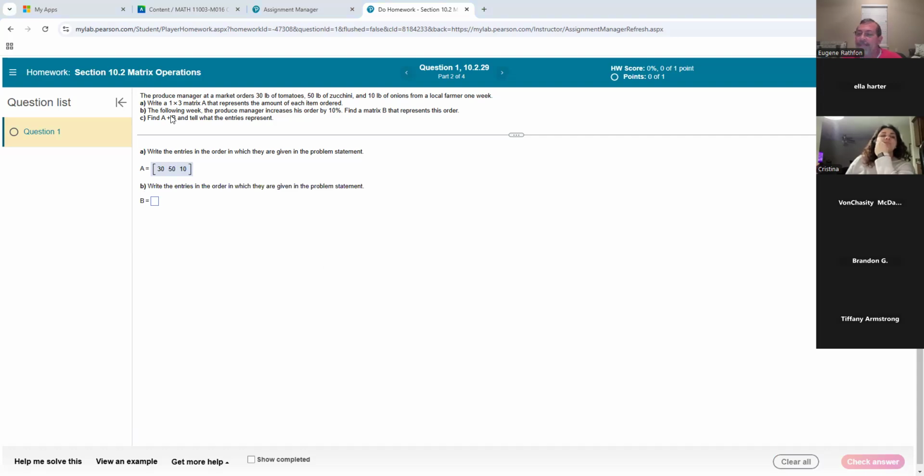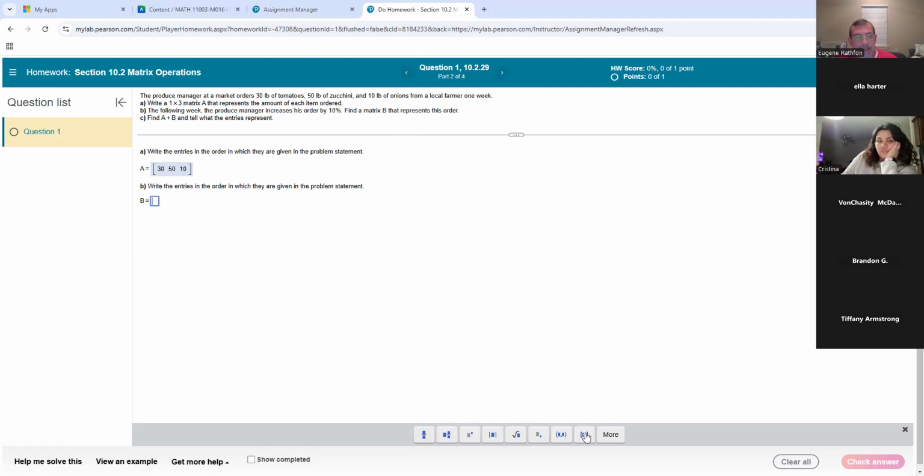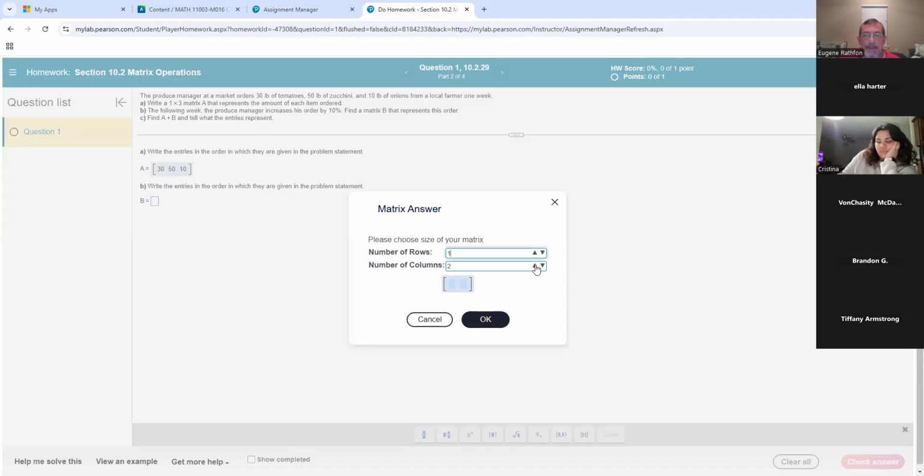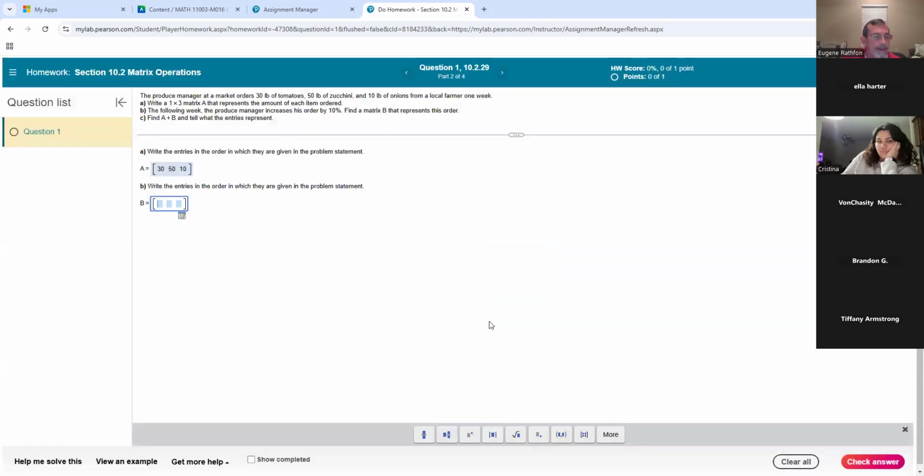Now, part B, the following week, the produce manager increases his order by 10%. So they want me to write a matrix B that represents that order. So y'all, I'm going to do it by hand first, and then I'll show you how to do this on the calculator. But by hand, we know this is going to be a 1 by 3 matrix again. So I'm going to click the blank, and then I'm going to grab my matrix and do a 1 by 3 again and hit enter.